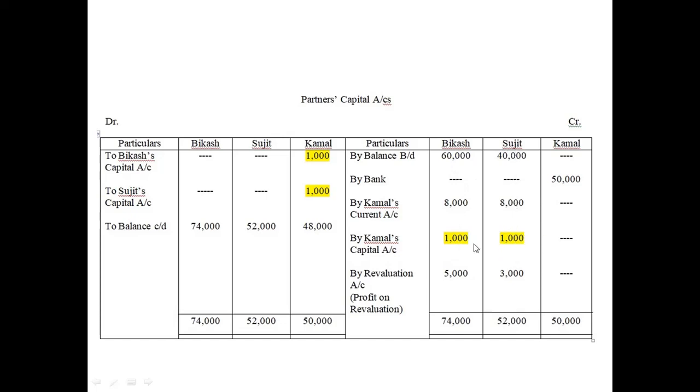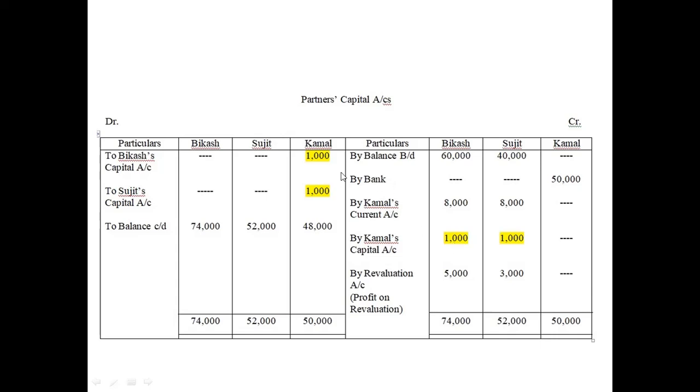And for this same, you have to subtract from the column of Kamal also. So Kamal's capital account will be credited here. But in this column of Kamal, it will be debited. So the adjustment here, if you can see properly: Vikas and Sujit's capital account is credited by Kamal's capital account, but Kamal's capital account will be debited by Vikas and Sujit's capital account.